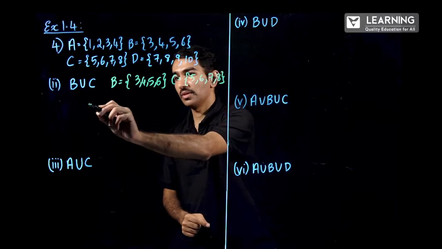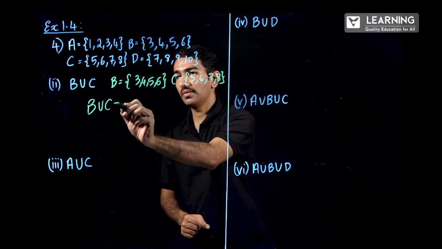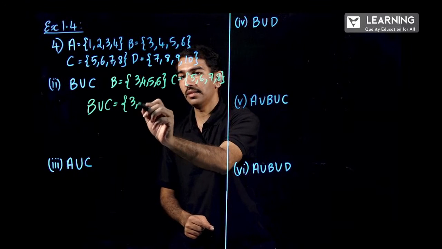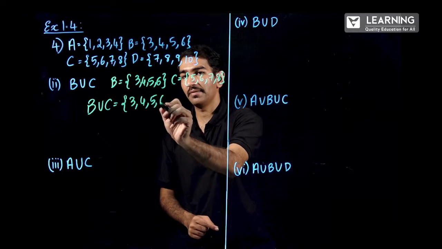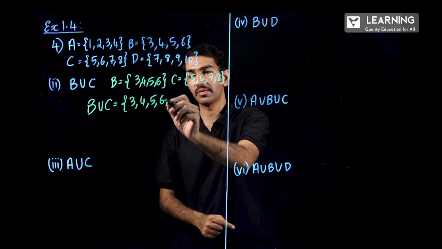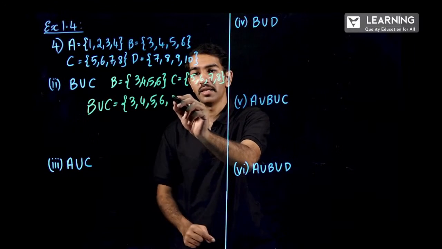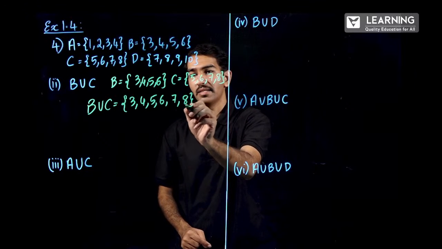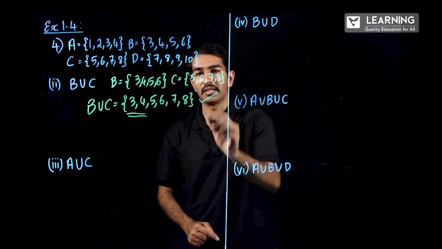Alright. So finally B union C will be equal to 3, 4, 5, 6 repeating, so we will write it only once. Why? Because it is union. 7 and 8 as it is. So this will be your right answer.